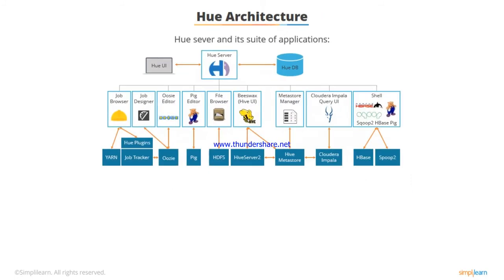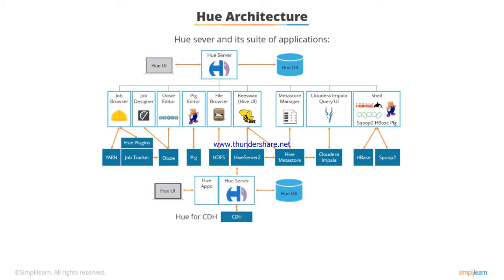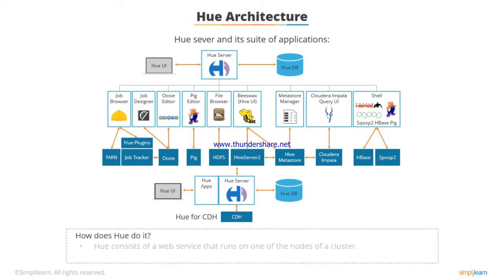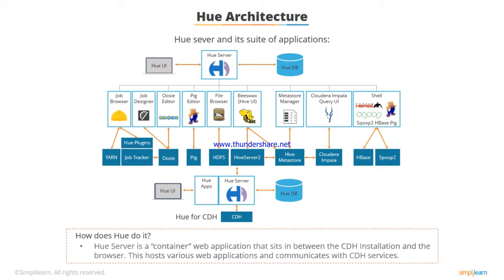The diagram shows Hue Server and its suite of applications that interact with the underlying services and components. You can also see where the Hue server is placed and its interaction with a cluster that has various services installed. How does Hue do it? Hue consists of a web service that runs on one of the nodes of a cluster. This node may be called the Hue server. Hue server is a container web application that sits in between the CDH installation, or any Hadoop distribution, and the browser. This hosts various web applications and communicates with the CDH services.